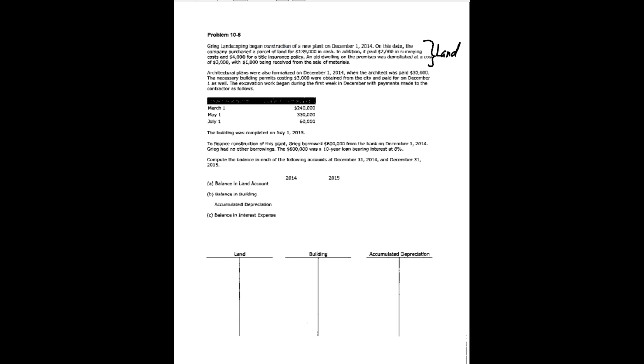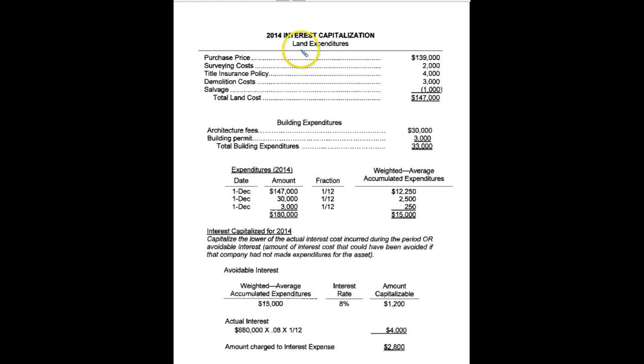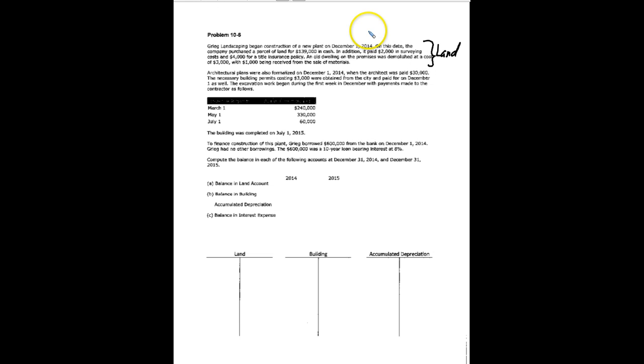So if I jump forward, we're going to see all of those costs that I just mentioned, the 139, the 2, and so on, all the way down to the salvage, which is a negative. That's actually a receipt, so it reduces the cost. There's the money spent on the land. Okay, so that was that $147,000 for the land.